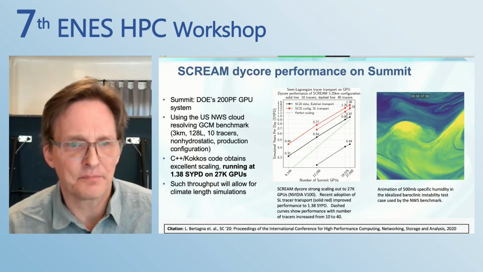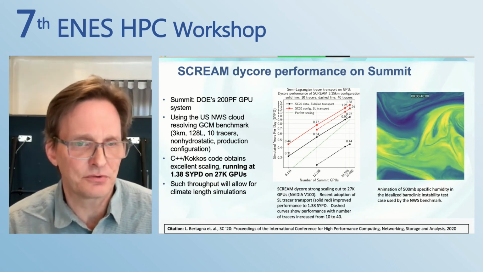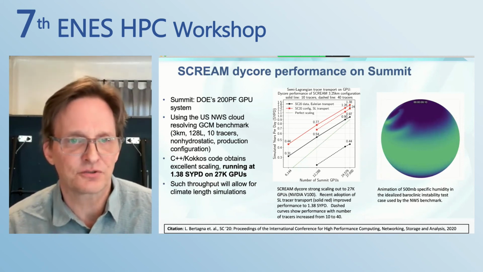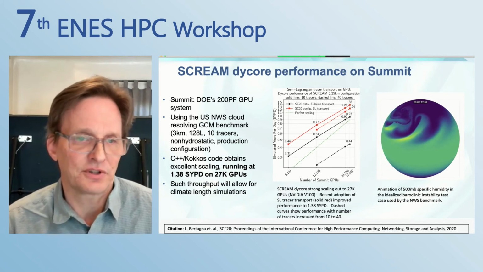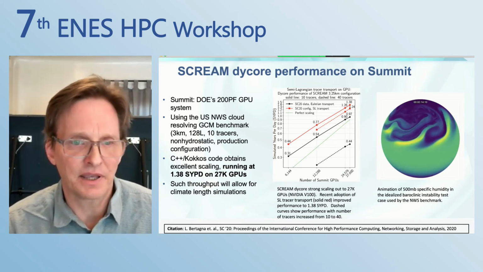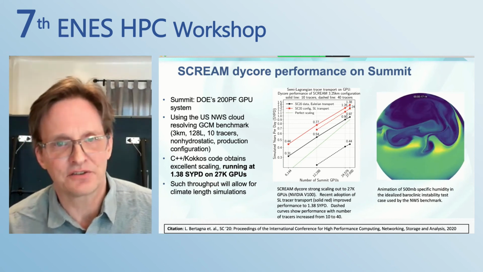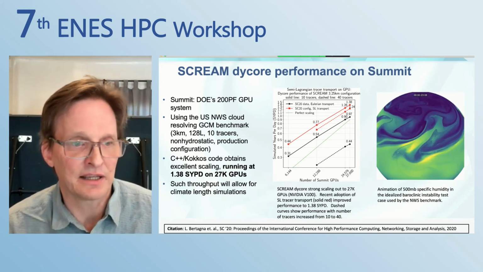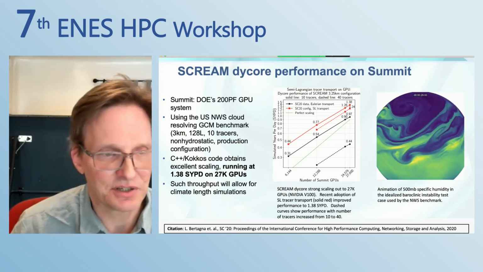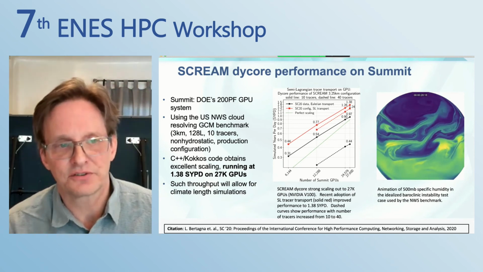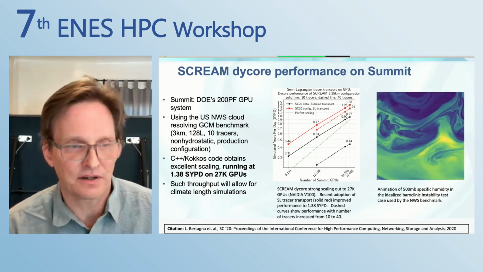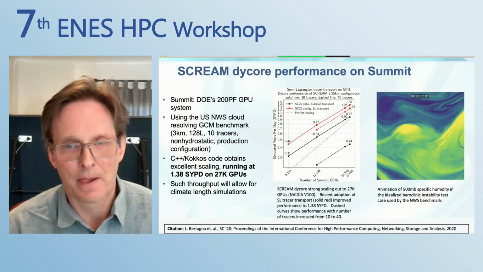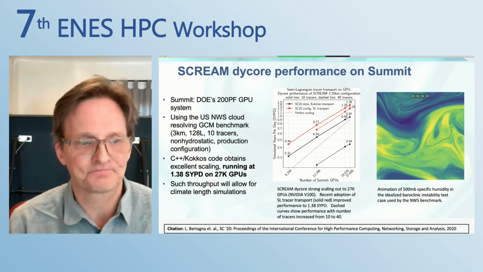And in this plot, I think there are no CPU results. These are all GPU results comparing different tracer numbers and different tracer algorithms. But our fastest result is the red curve with the semi-Lagrangian transport. And if we can use the whole machine, 27,000 GPUs, the dynamical core runs at 1.38 simulated years per day. So quite expensive, 27,000 GPUs, and that rate will be cut maybe in half in a full climate code, but it is the kind of simulation rate that would allow for some climate length simulations.